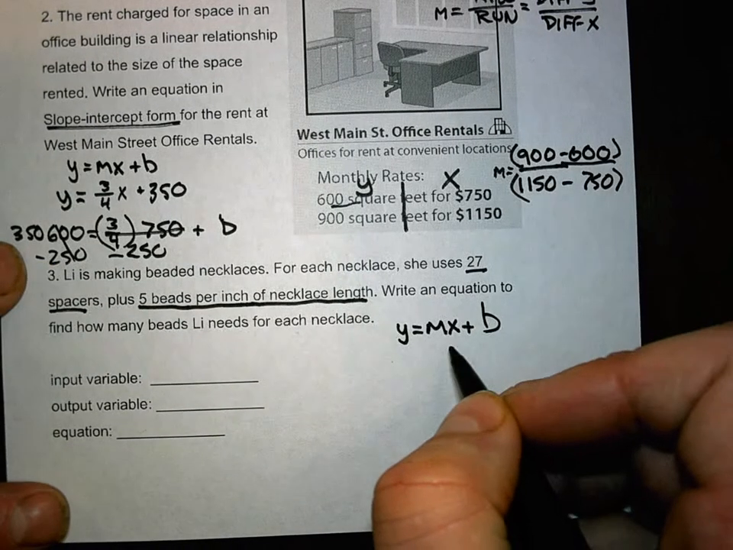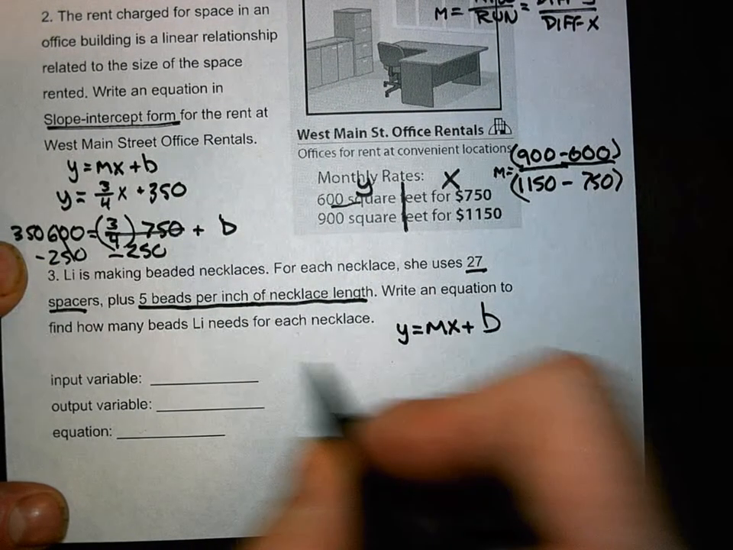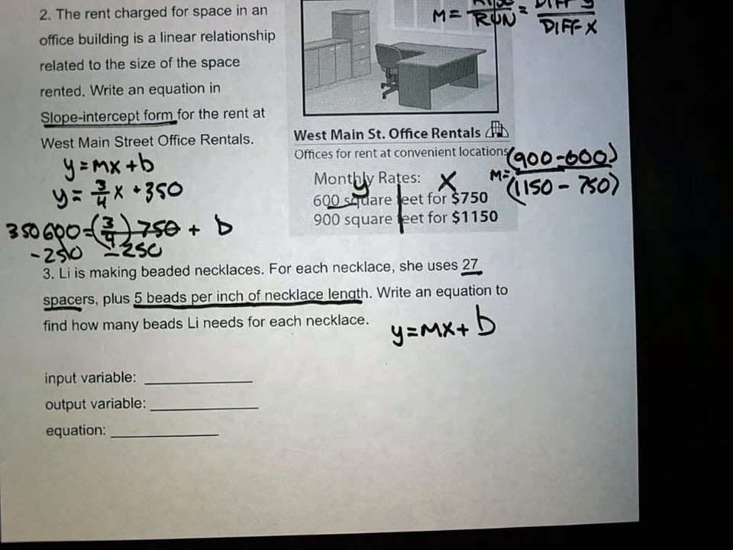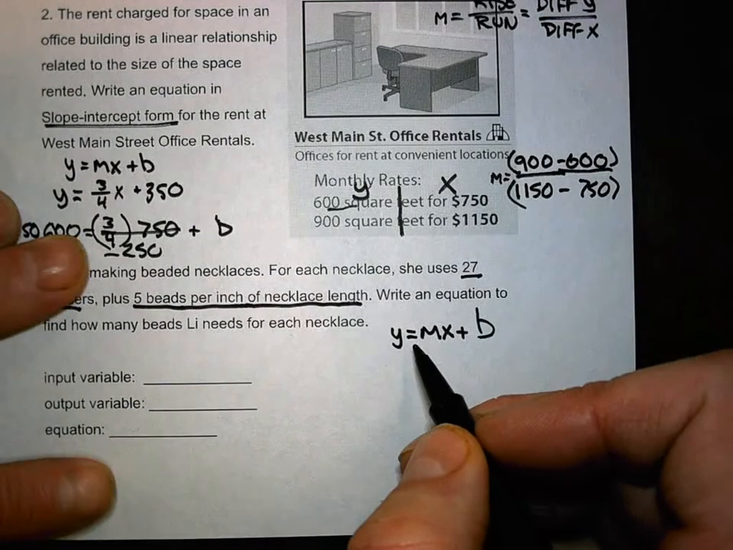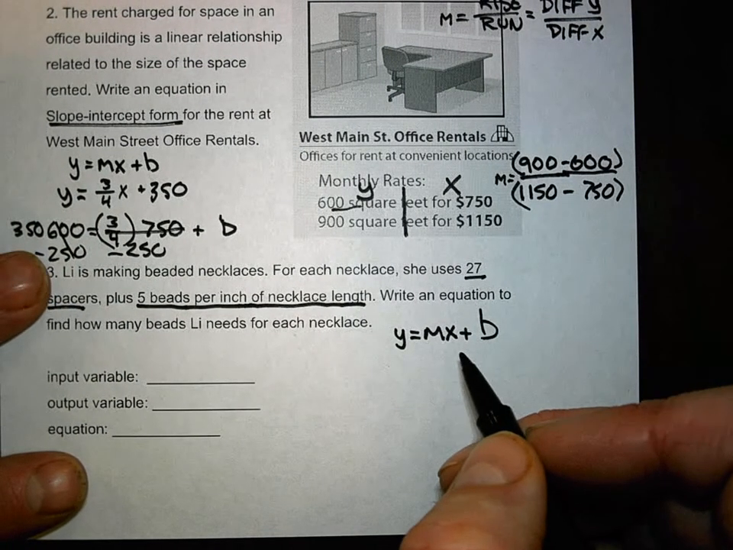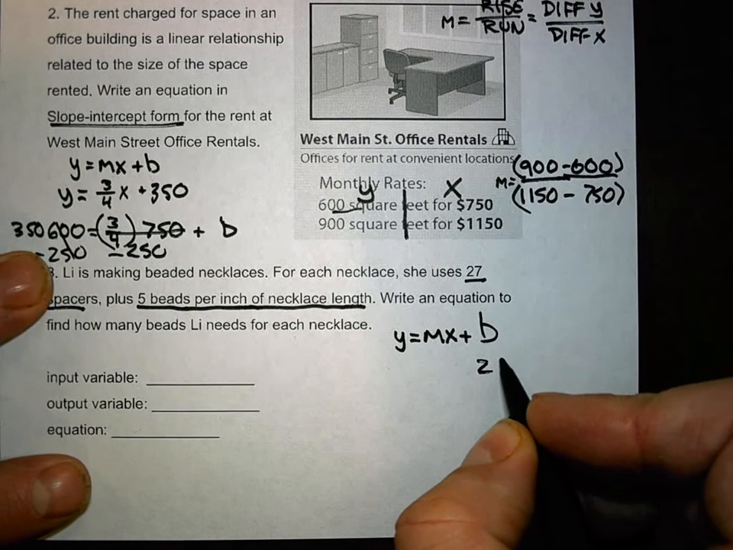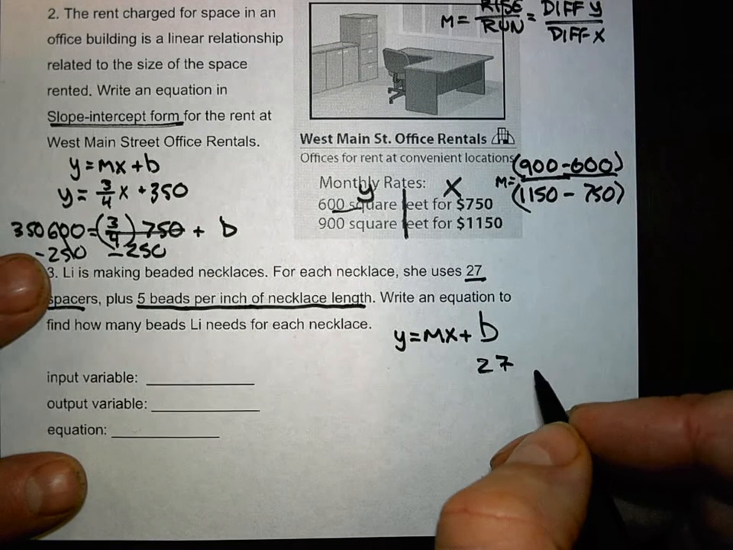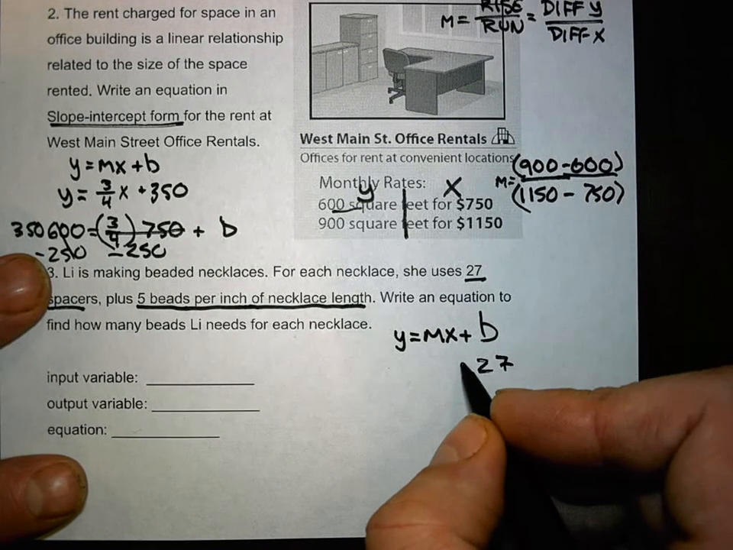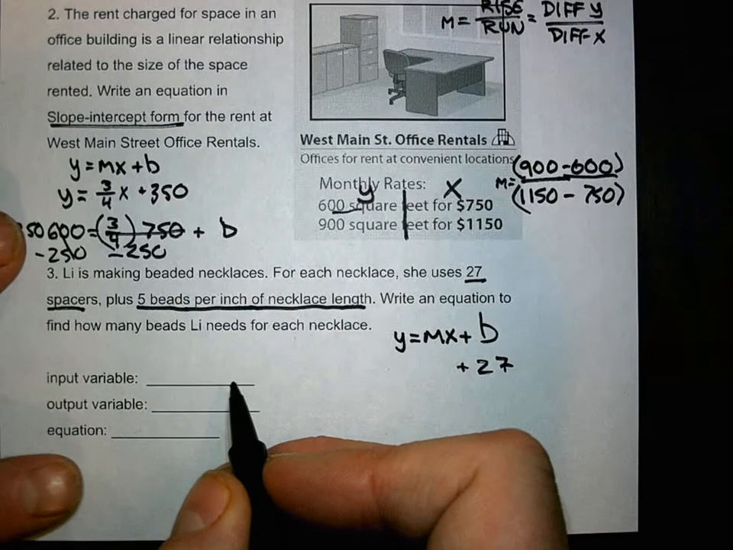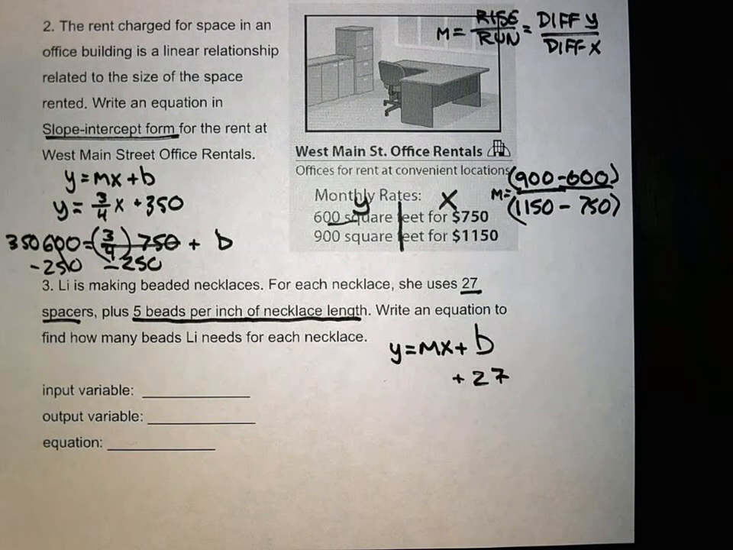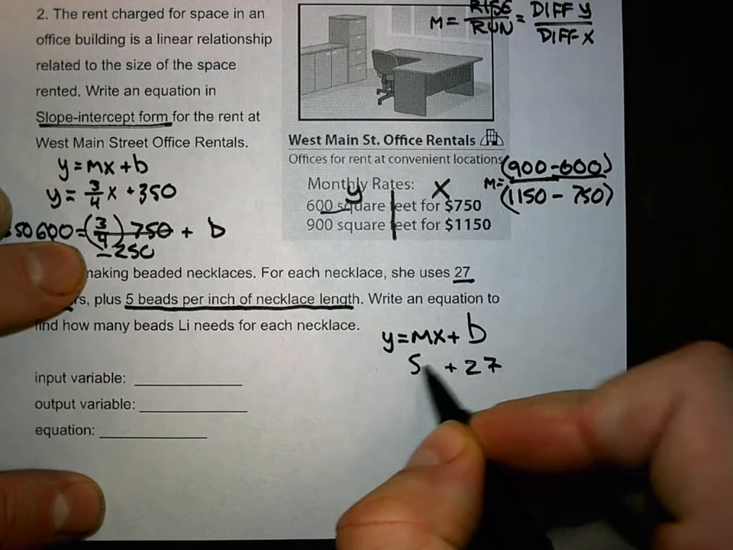So let's look at it. What is the fixed number in there? What's the thing that never changes for each necklace? 27 spacers. So what's in this equation, the thing that never changes? b. When she starts out, she's got some string and 27 of these spacer beads, period. Okay? How many beads per inch? 5 beads. And what do we call the per inch thing? What variable? x.